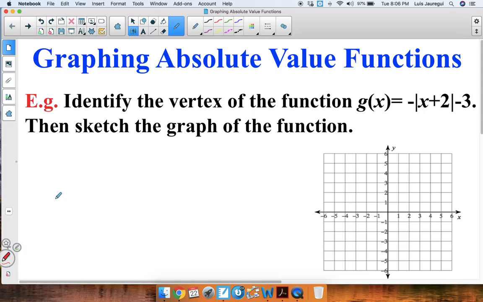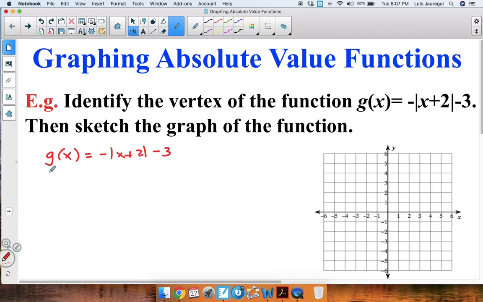Let's take a look at our example. Identify the vertex of the function g of x equals the opposite of the absolute value of x plus 2, minus 3. Then let's sketch the graph of the function. So notice that we're provided the function g of x is equal to negative, or the opposite of the absolute value of x plus 2 minus 3.